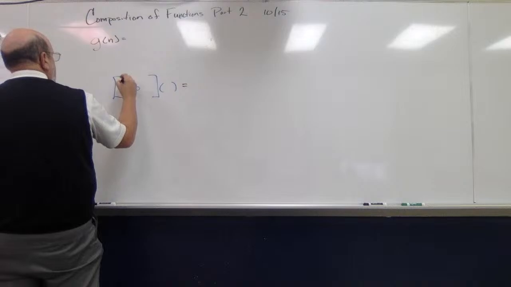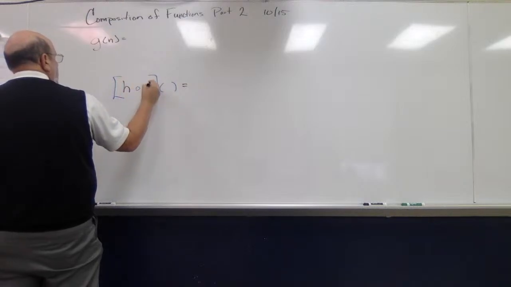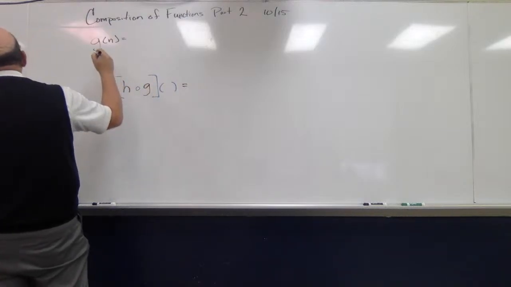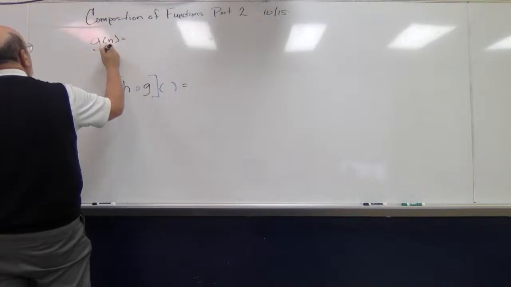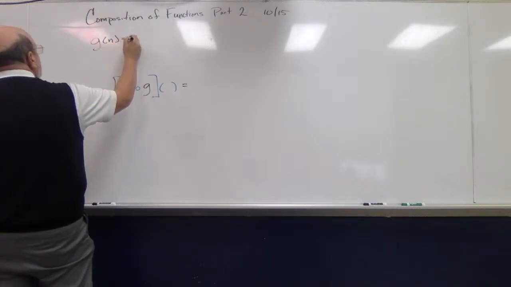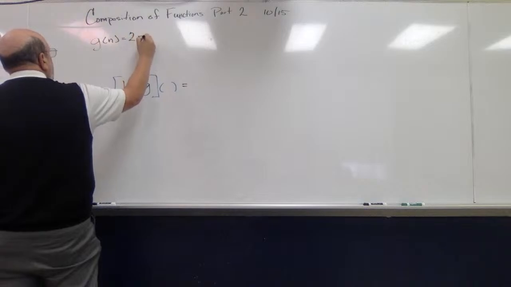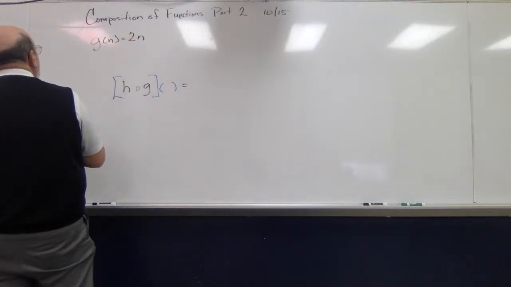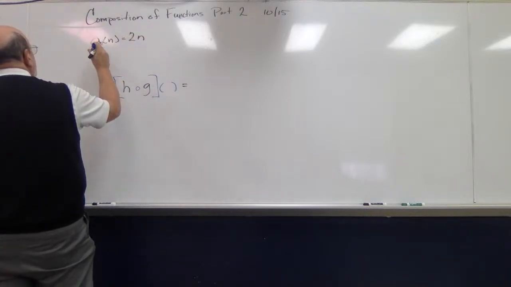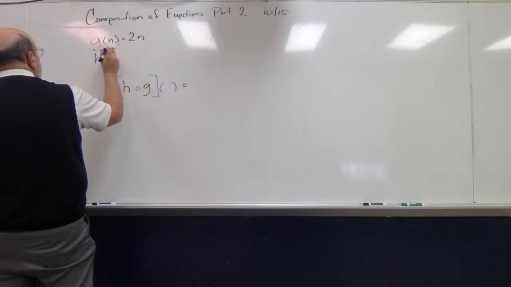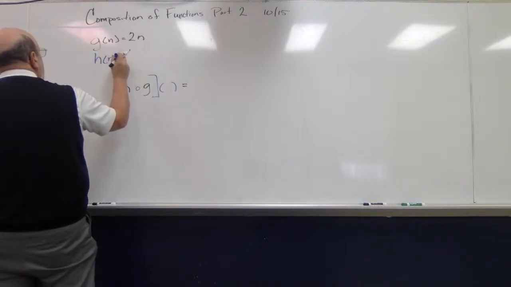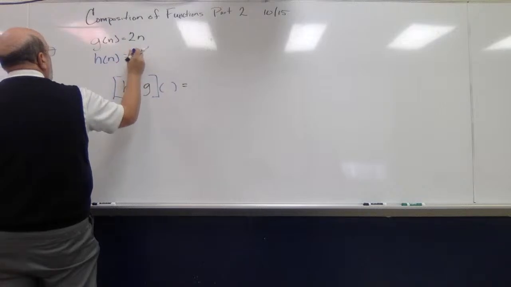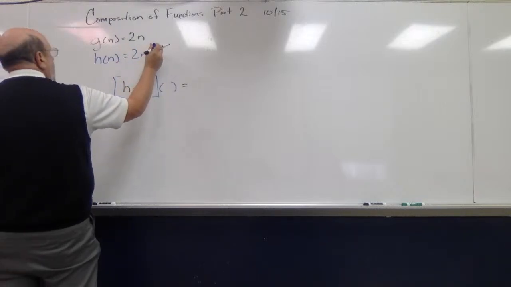So we said H of G, and then I am doing number 4. G of n is 2n. I'll write H underneath it. I know it's above it, but I'm going to write it underneath. H of n is 2n, and then add a 2 to it.